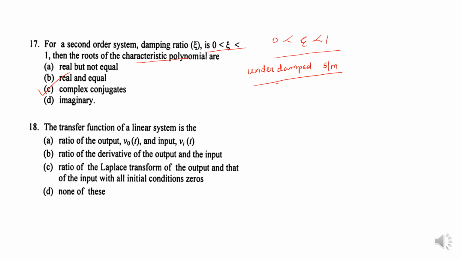The transfer function of a linear system is the ratio of the output and input, ratio of derivative of the output and input, or ratio of Laplace transform of output and that of the input with all initial conditions are 0. Option C is the correct answer.